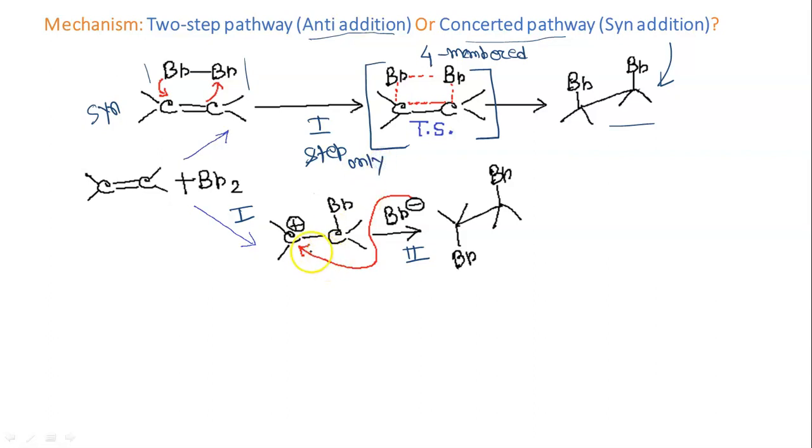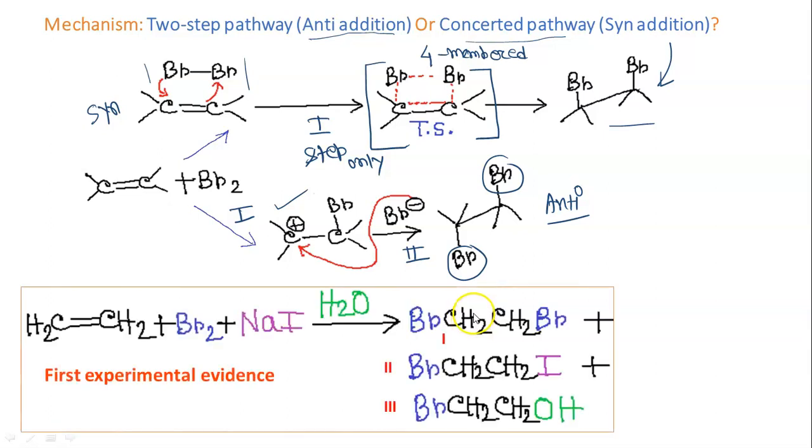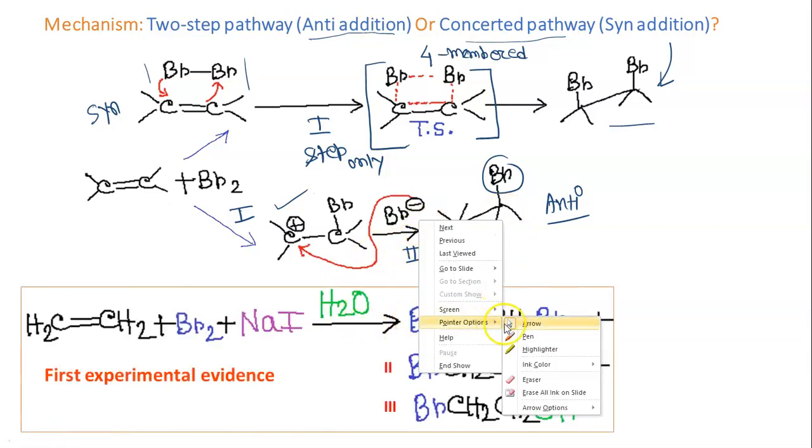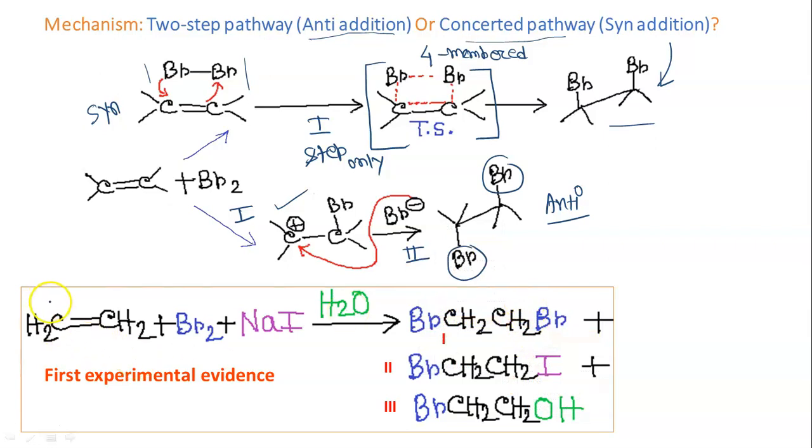But in the second case, first there is formation of a carbocation like this, and in the second step Br minus will be added to the carbocation. So here you can see this is anti-addition. Now if it is anti-addition, we have to give some evidence behind it. One such evidence is the first experimental evidence. What we have done here is we have taken ethylene and we are using bromine for addition, but we have taken two other extra reagents. One is sodium iodide, another one is water.